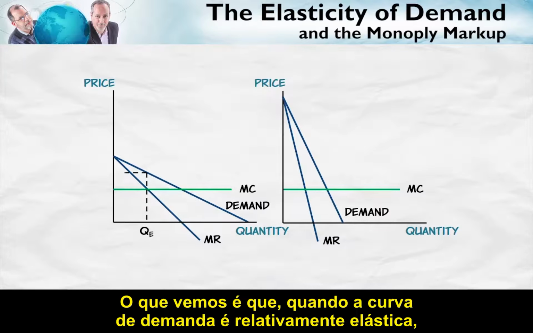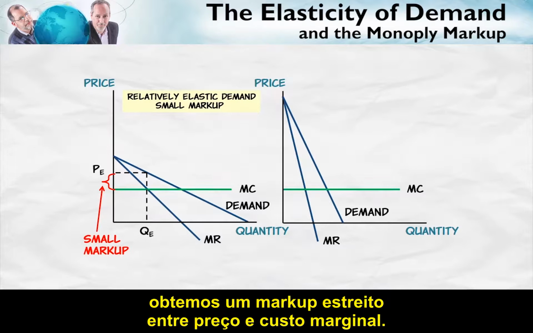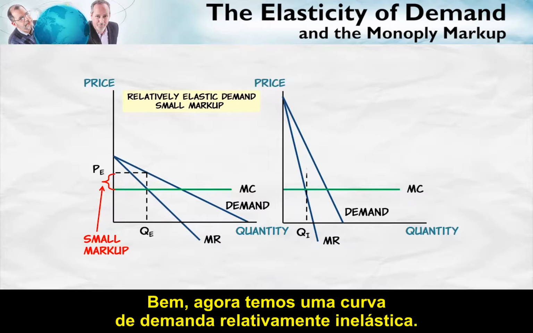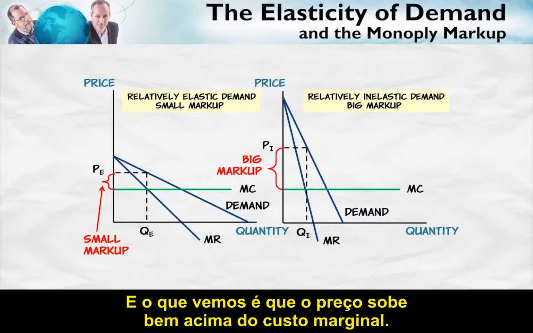We know how to find the profit maximizing prices and quantities, so let's do that, first starting on the left. What we see is that when the demand curve is relatively elastic, we get a small markup of price over marginal cost. What about on the right? Well, now we have a relatively inelastic demand curve, and what we see is that price rises well above marginal cost.